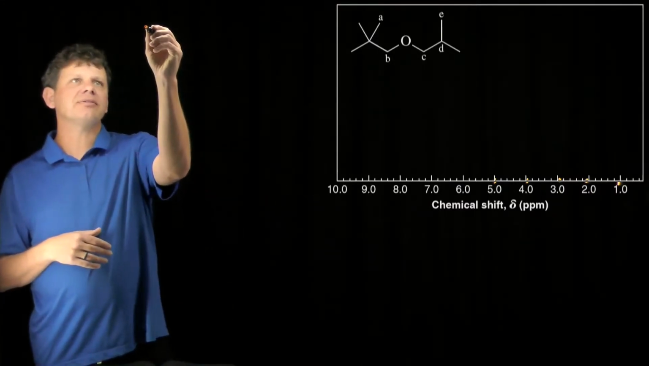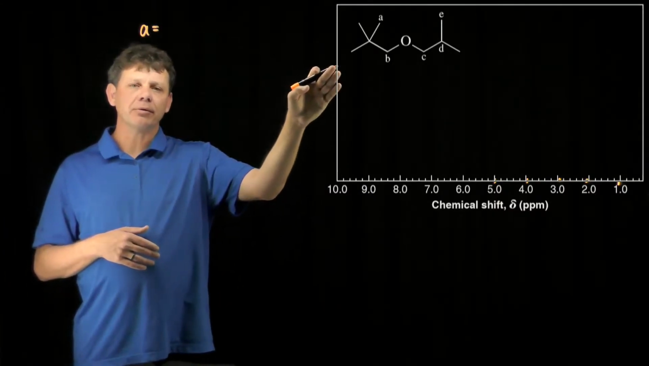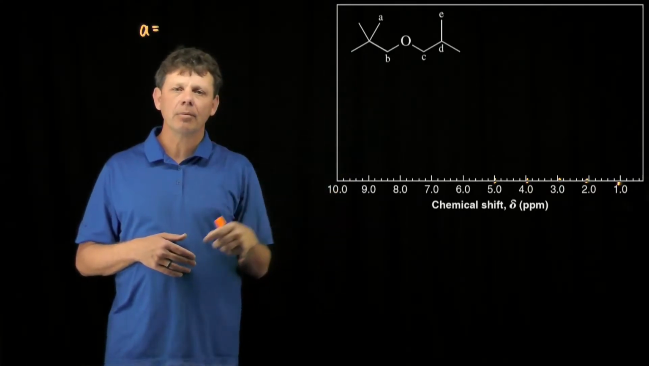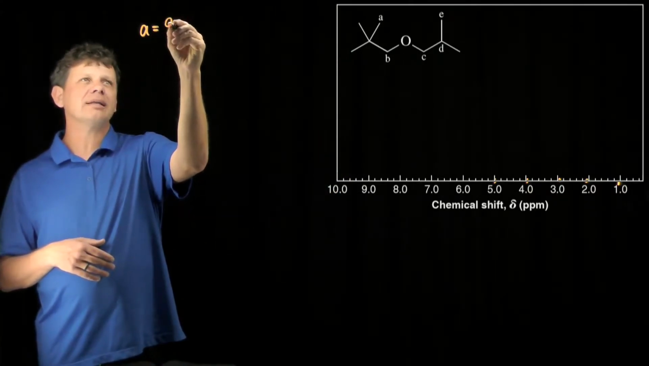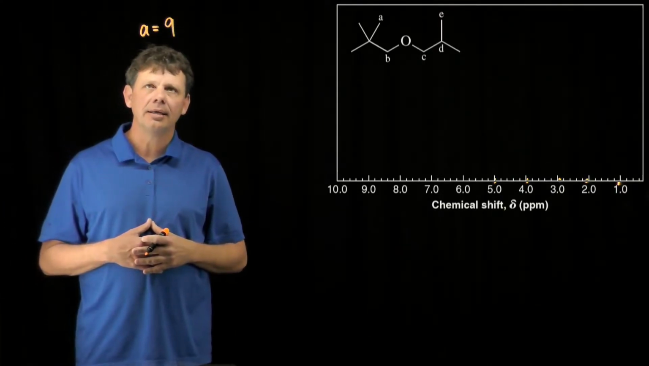Now, if you look at the molecule, you'll notice we've got labeled A, B, C, D, and E. How many hydrogens give us A? Well, there are 3 methyl groups, and we have free rotation around the neighboring carbon-carbon bond, so those methyl groups are all identical, so we would expect signal A to integrate to 9.